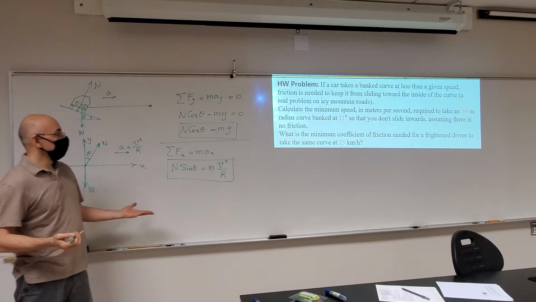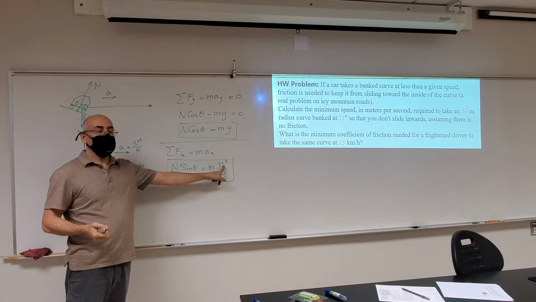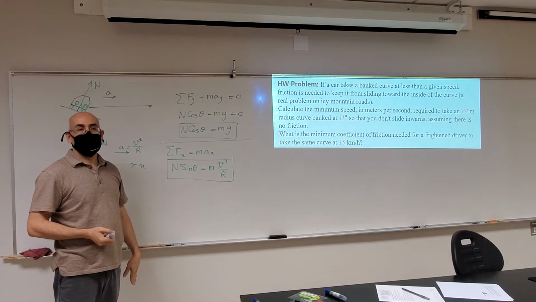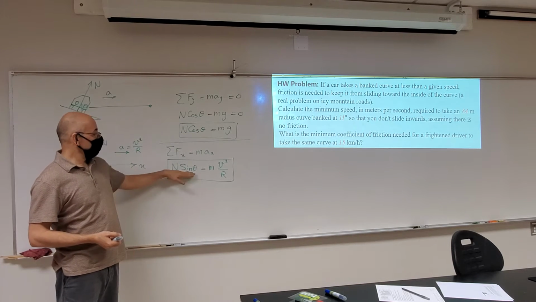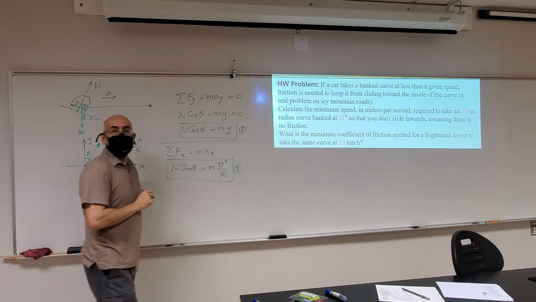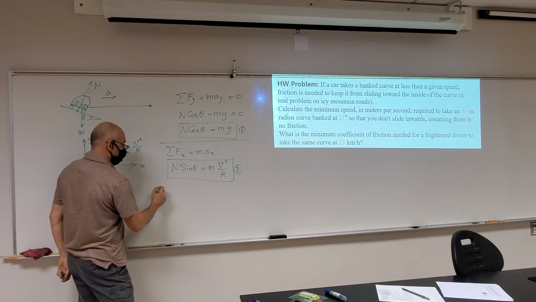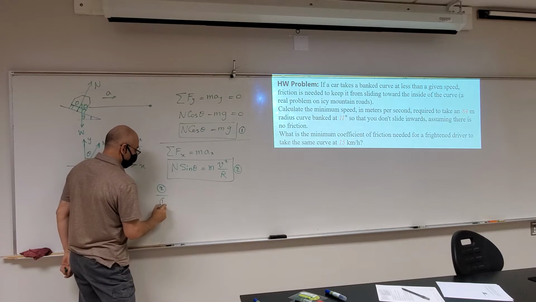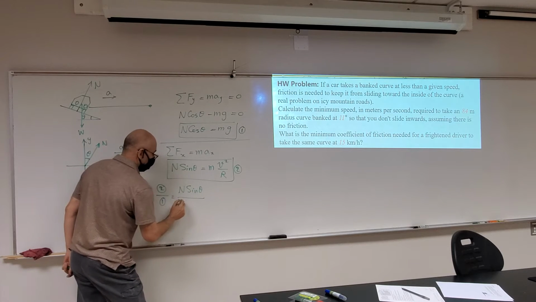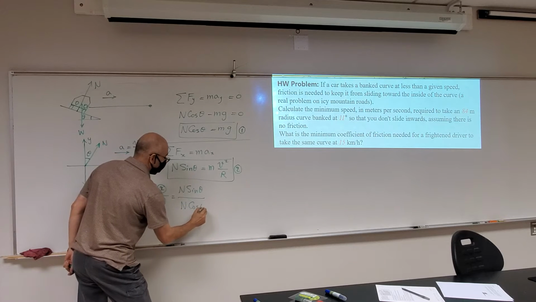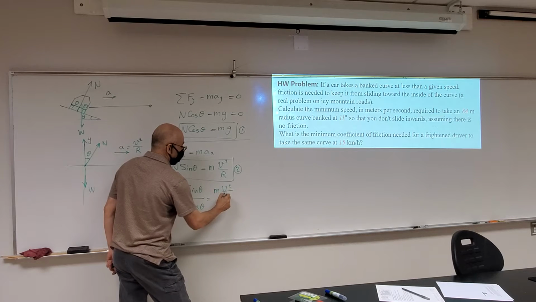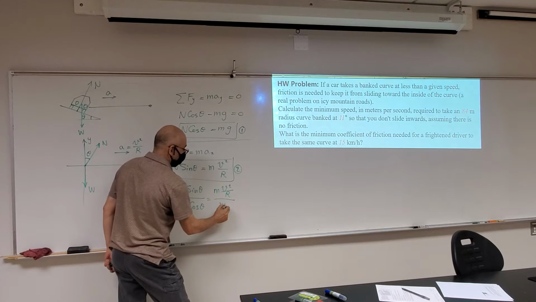What are we looking for? Here we're looking for v, right? And n is unknown. We can divide to get rid of n. If you divide equation 2 by equation 1, so 2 divided by 1 gives you what? You get n sine theta over n cosine theta equal to m v squared over r divided by mg.